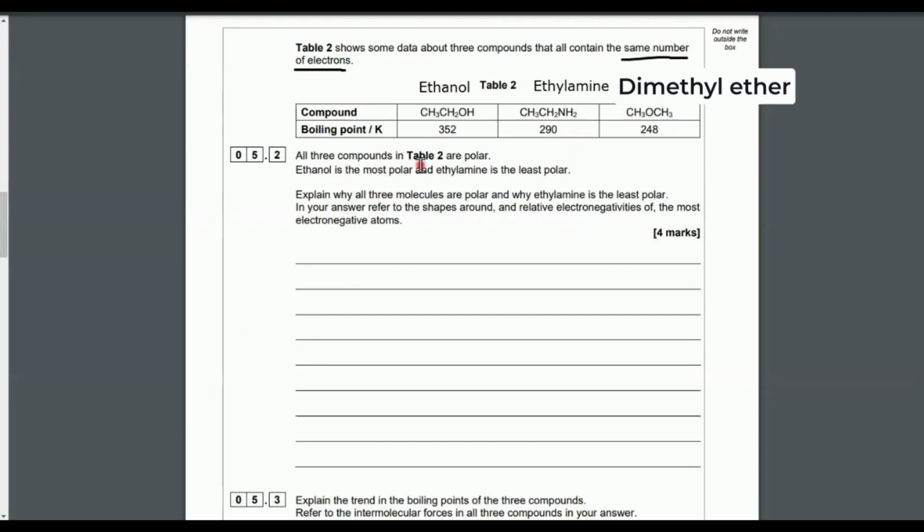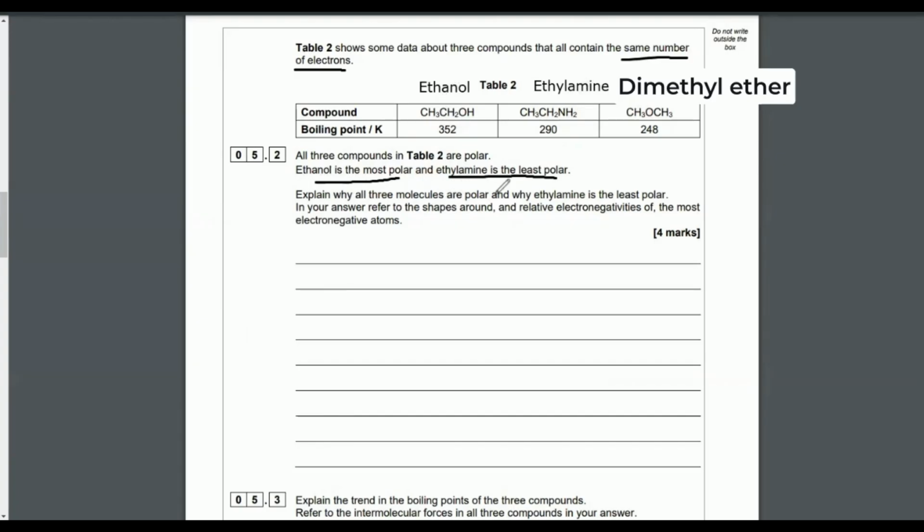So all 3 compounds in table 2 are polar. So these are all polar molecules. Ethanol is the most polar. So they're giving us a clue here. Ethanol's the most polar. Ethylamine is the least polar. So that's that one. Ethanol's most polar, that's least polar.